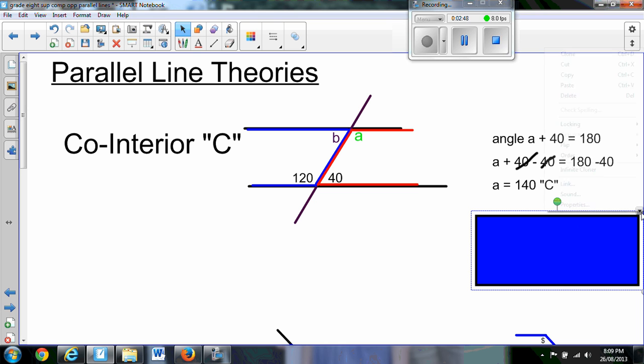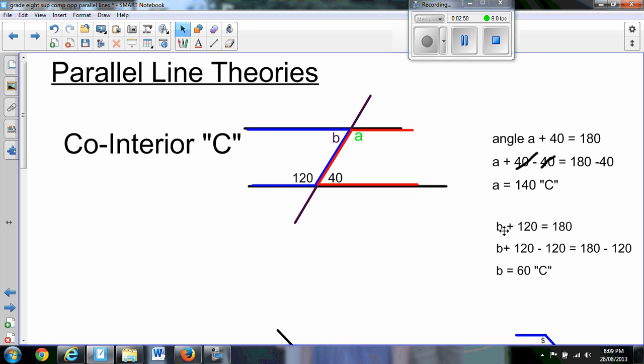If I take this away, you can see the math behind it, and it's right here. B plus 120 equals 180 degrees. Again, B plus 120 minus 120, and we always cross them out just because it shows later on, equals 180 minus 120, and obviously 60 degrees is going to be our end answer, and we have to put the proof of C for co-interior. That's how we got it.